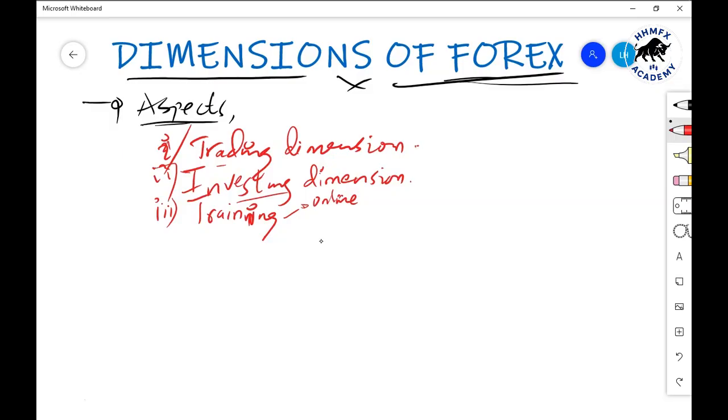So when you enter the Forex industry, you can choose any dimension that you think is going to pay you. Now, on the training dimension, there are some people who train online, some people have got institutions, and also some people conduct seminars. All of these are the major areas in the dimension of training. All in all, you can choose any dimension and then invest in it.